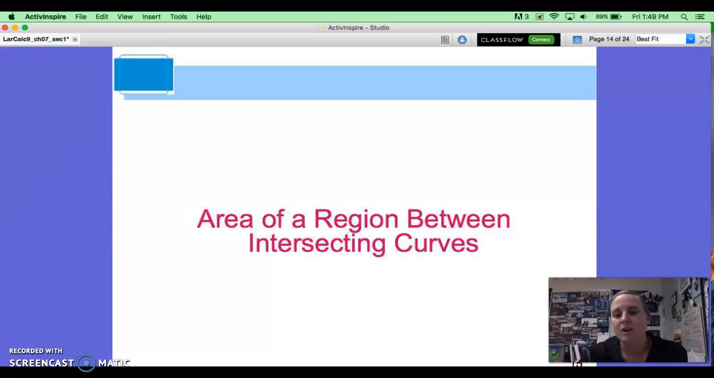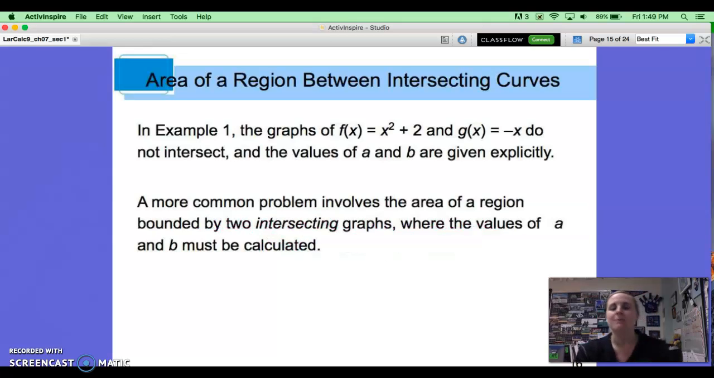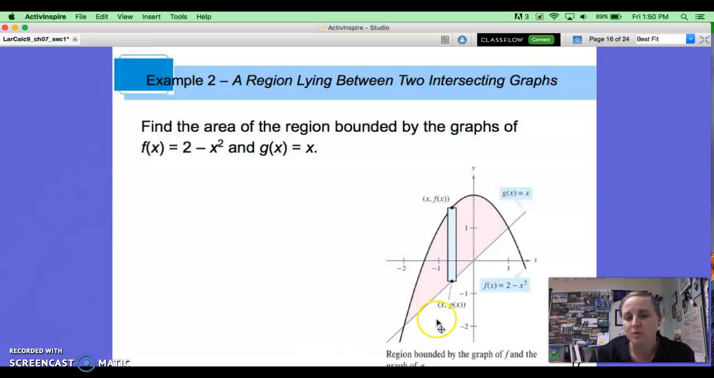So now what if the curves intersect? Most of the time we're not given go from 0 to 1. Instead they're going to say, well, what's the area in between these two curves that intersect? So this time, before I can even start the process, I need to find where they intersect. The easiest way to do this is to plug both curves into your calculator and do your calc intersect.